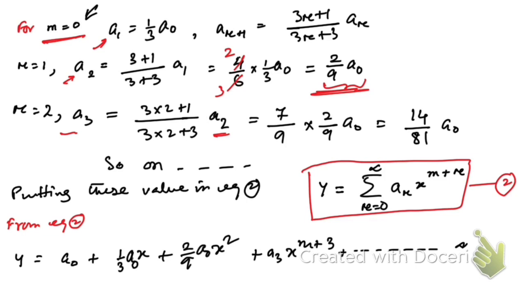So similarly you can replace a3 as well. Now if you replace a3 by its value, that is the value here, 14 by 81, and if you put m equal to 0, 0 plus 3, that's going to be 3, so here it will be x cubed. That's what we have got. So this is the value of y at m equal to 0. So hope you have understood this.